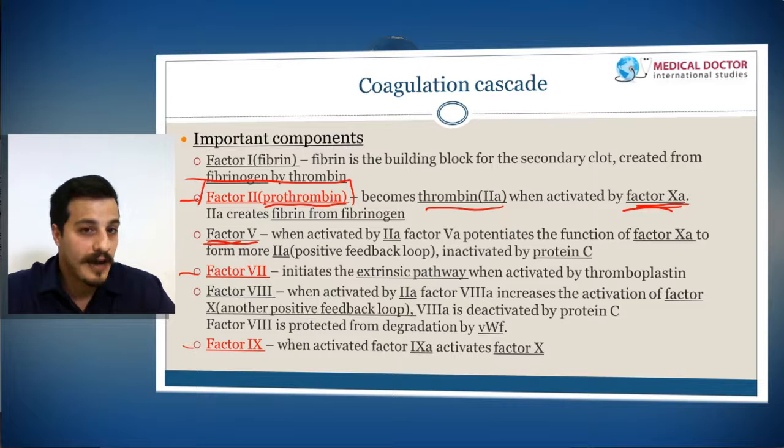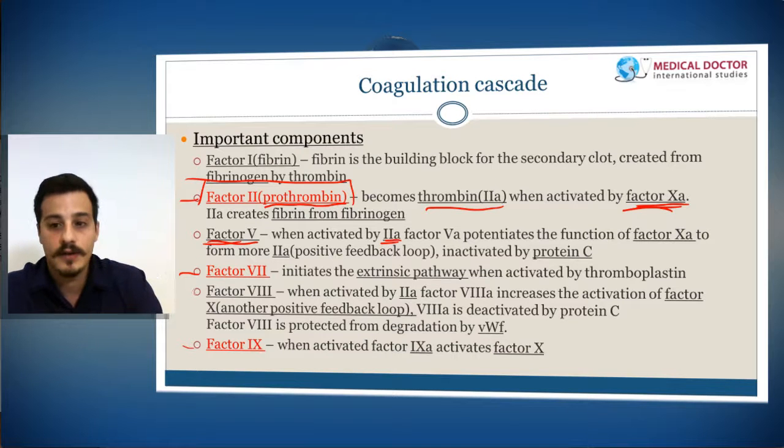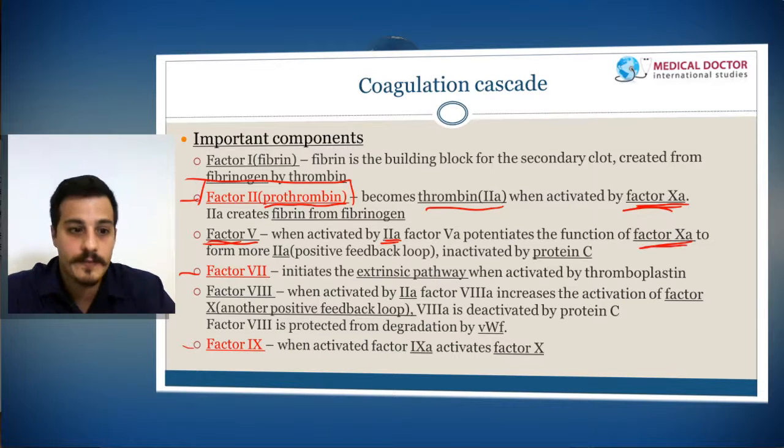Now, factor 5, we haven't seen it so far in the cascade, but we're going to explain where it fits in just a moment. When it is activated by thrombin, it actually potentiates the function of factor 10, which would lead to the formation of additional activated thrombin. So basically, we have a positive feedback loop.